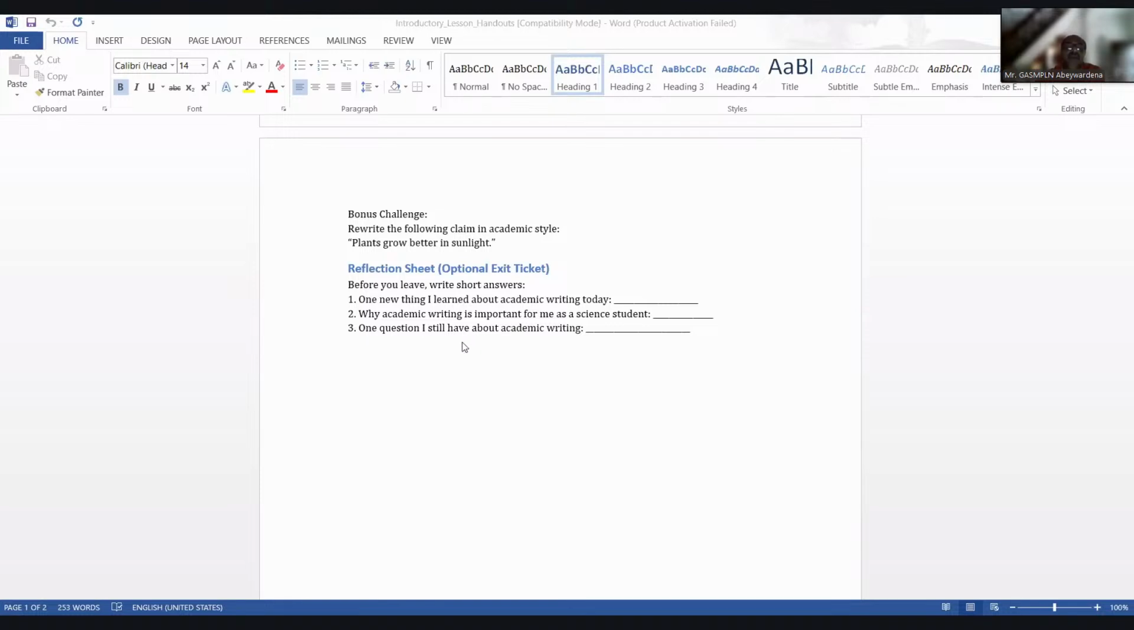Third one, if you don't have questions, don't write. But for the first one and second one, you may have answers. One new thing you learned and why academic writing is important to you as a science student. If you have any question, you can write it down. Take about 2-3 minutes and write.